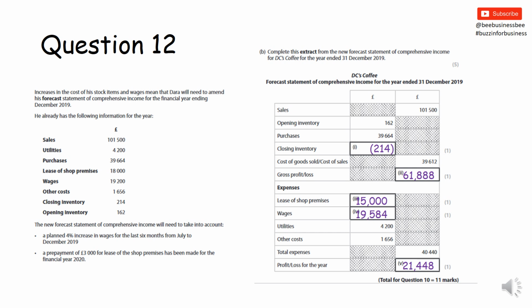You have completed successfully the financial statement of comprehensive income. Well done. If you got that question right, you would have picked up all the marks, and you have now completed all the questions in this series.